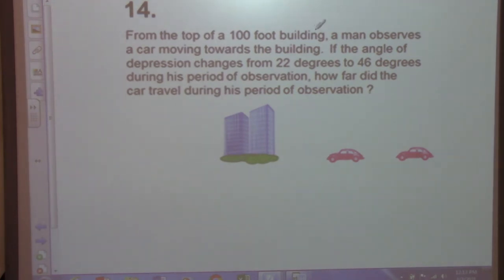So I heard a lot of good discussion about angle of inclination and angle of depression. So here you are at the top of the building. What I like to do is draw a little horizontal line of sight. So here's a horizontal line of sight. And then what you have is an angle of depression, which is 46 degrees here.